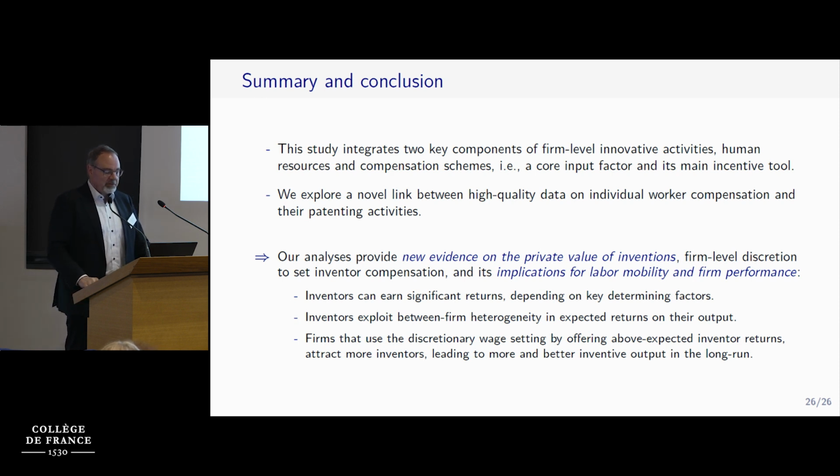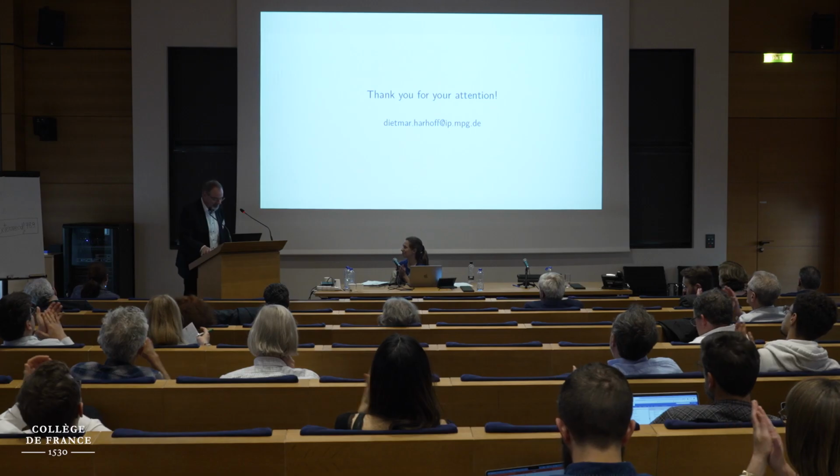We use a novel data set that we think has some potential for this study, but also for further studies. And we establish that inventors can earn significant returns. That is not so new. Other people have shown that before. That they can exploit between firm heterogeneity, and that firms can use the discretionary wage setting in order to attract inventors and thus improve their own performance. Thank you very much.